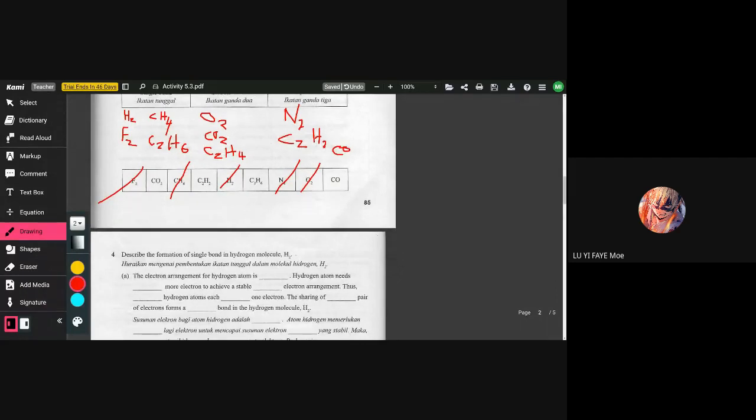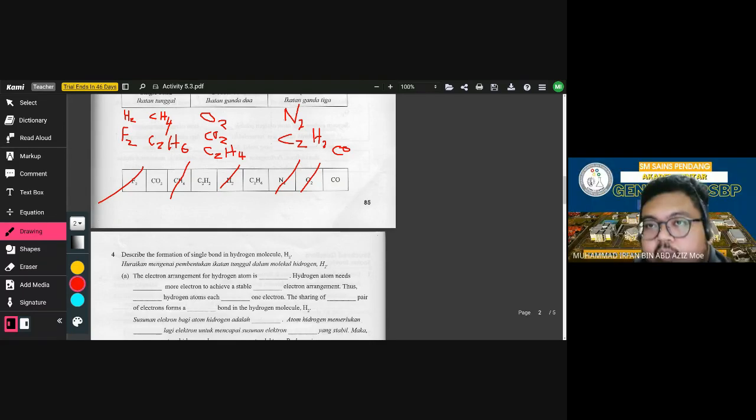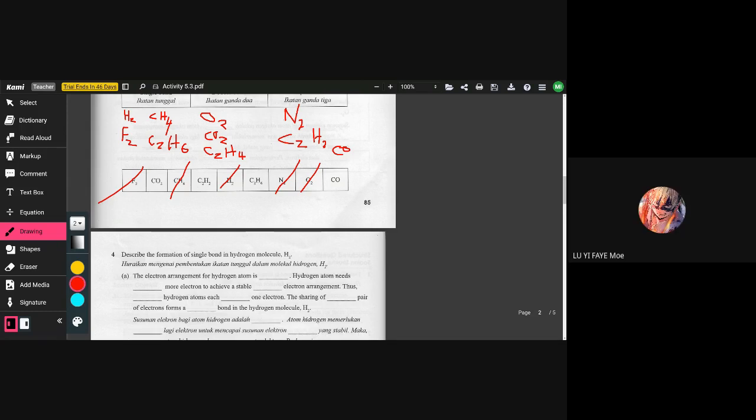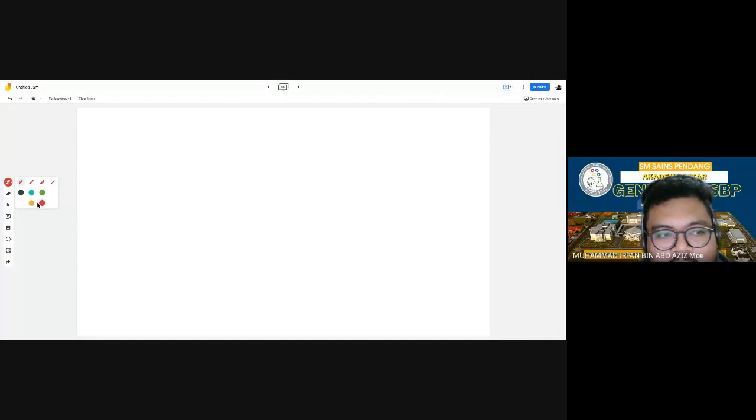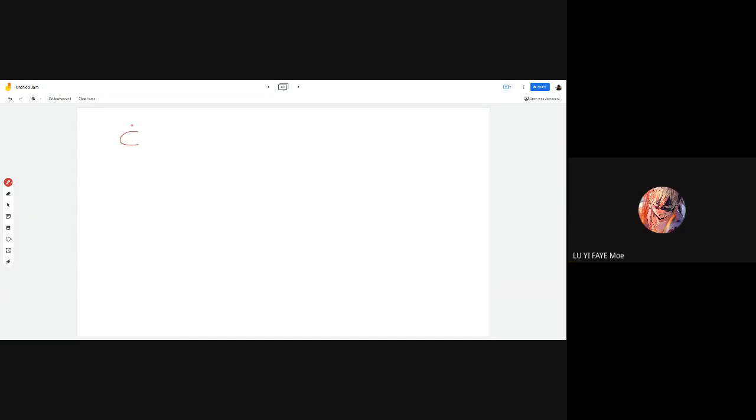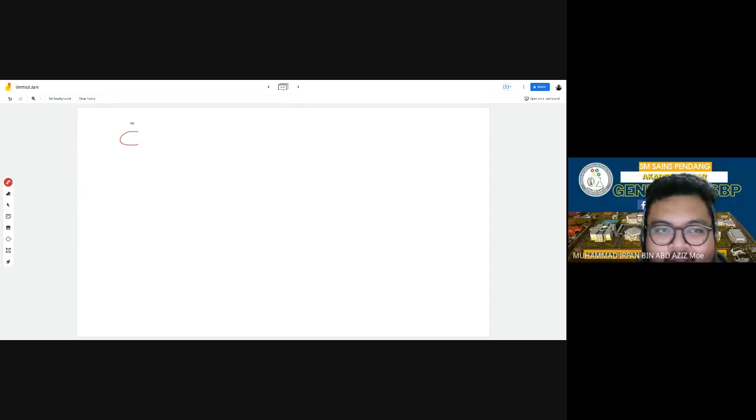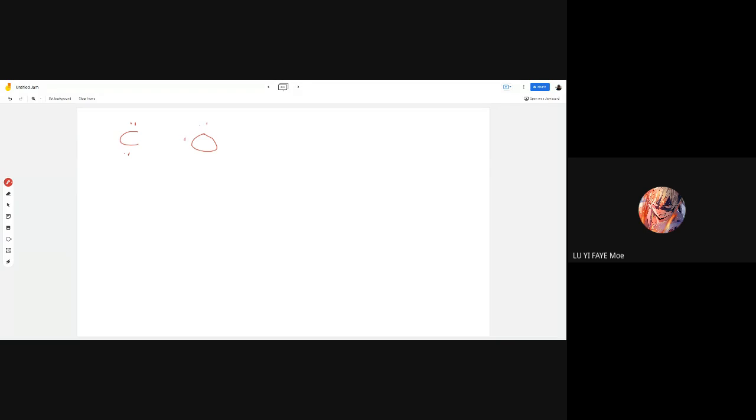But whereas when you say CO, how can it be like triple bond? Okay, jom kita buat CO. How many valence electrons C have? 6. I mean 4. 4 valence electron. Silap. How many valence electron does O have? 6. So macam mana dia nak share?